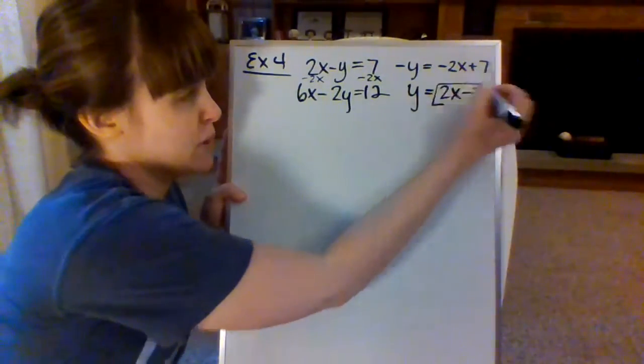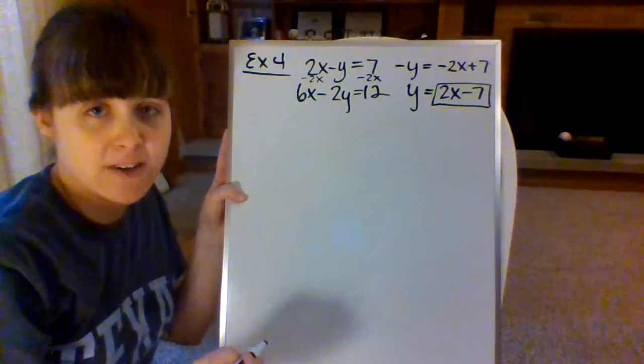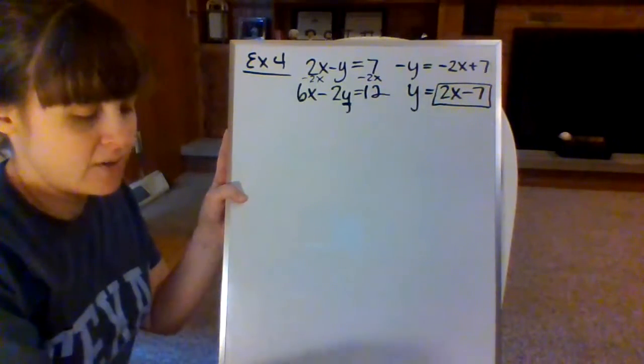So now I'm going to plug this in, 2x minus 7 for y right here.